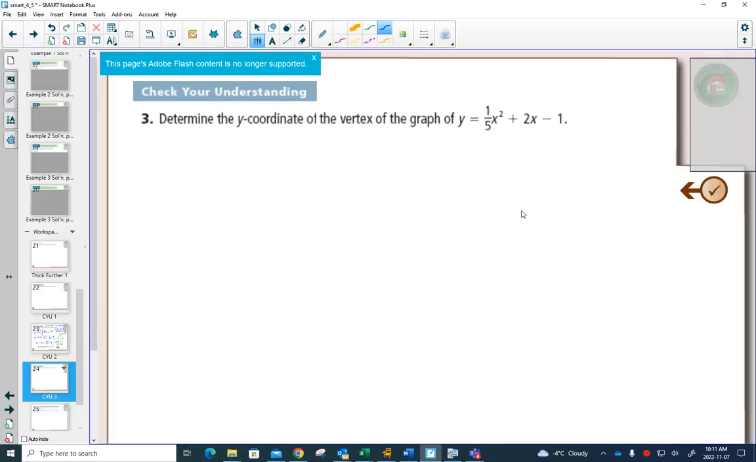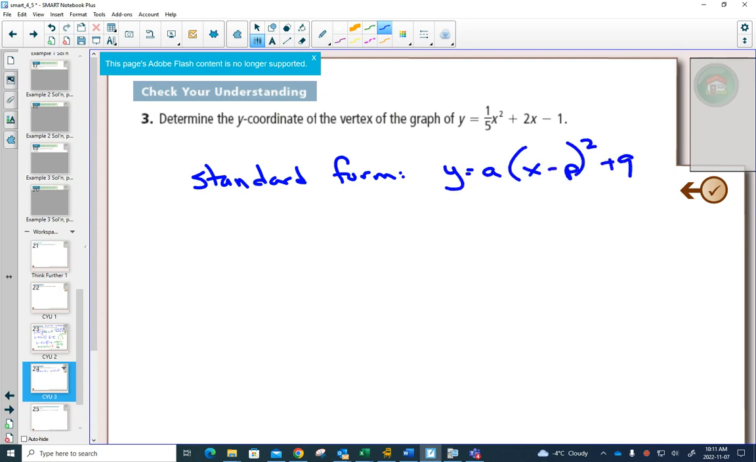So if we want to find the vertex, we need to get it in standard form. And so we need to use our technique to get it in that form. We notice the a value is factored out. And this time our a value is a fraction, so it gets a little bit tricky right at the beginning just because we're dealing with fractions. But the steps are all going to be the same.